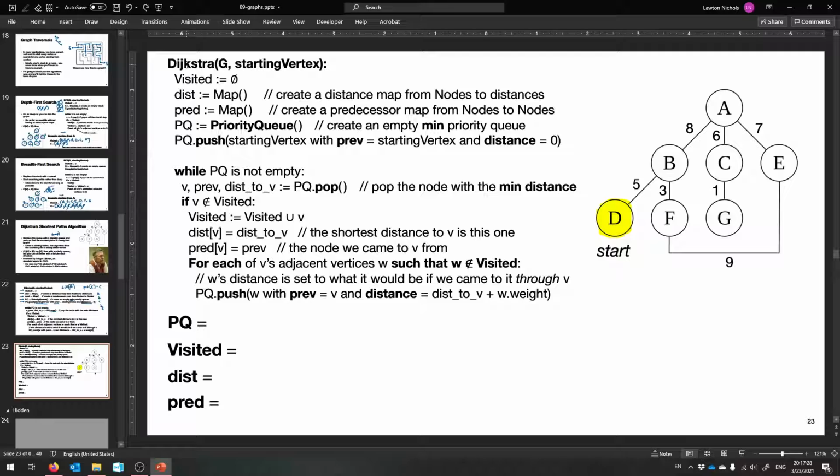Okay, so we're going to run Dijkstra on this graph G over here, and our starting vertex will be D. So let's do this. Are you ready? So the visited set starts out being empty.